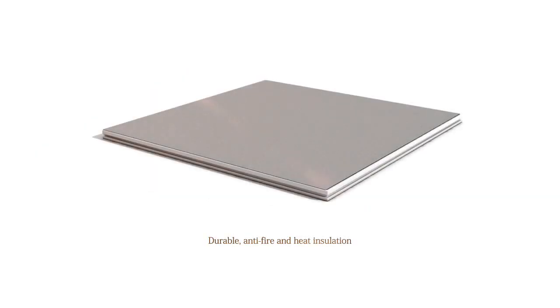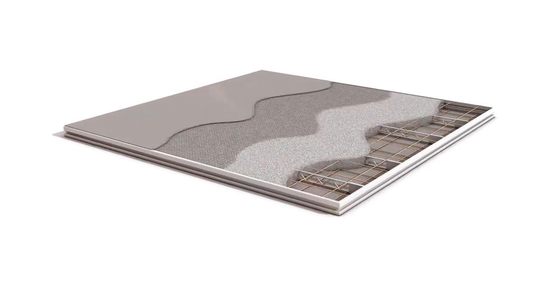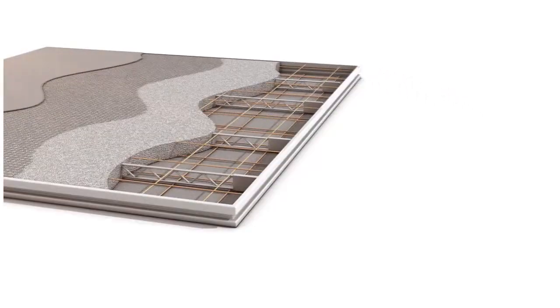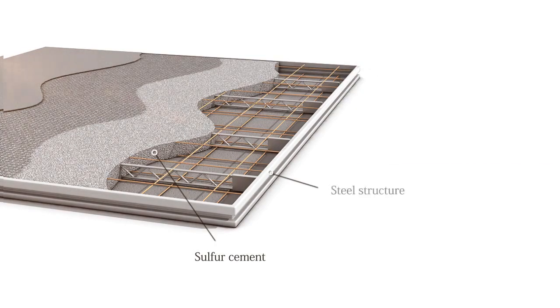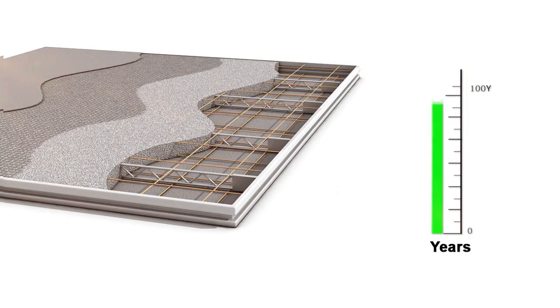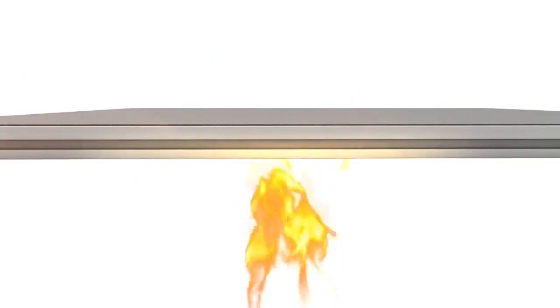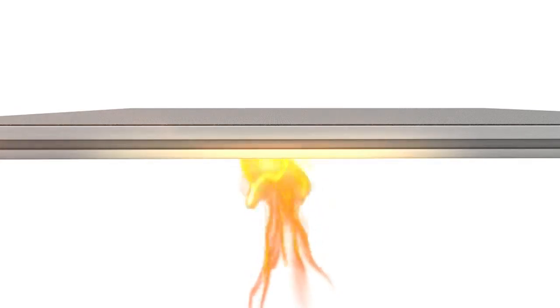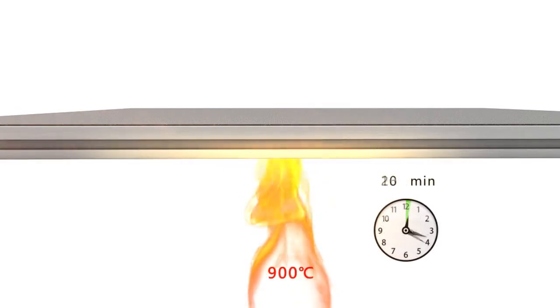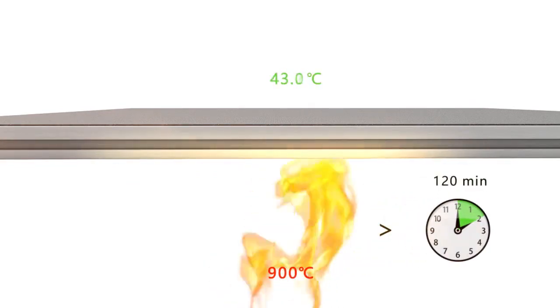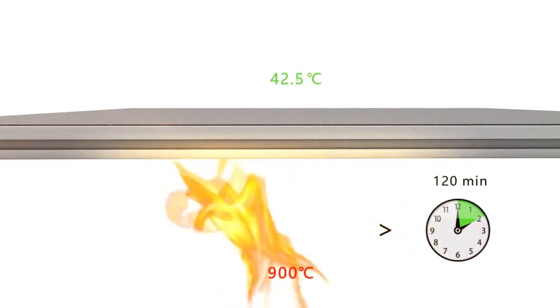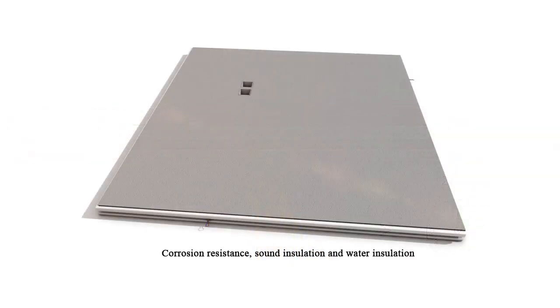Durable, fire resistant, and heat insulating. The nanocomposite panel is mainly composed of sulfur cement and steel structure. The service life of the product is more than 100 years. The duration of fire resistance is more than 2 hours. The average temperature of the back is less than 45 degrees Celsius after being baked with 900 degrees Celsius high temperature for more than 120 minutes.